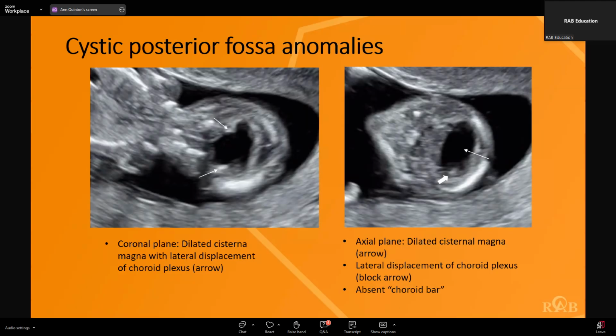Thank you, Anne. Next question is from Amanda. Do you use a different chart for the BPD outer to outer measurement at the choroid interhemispheric fissure plane and the head circumference in the first trimester, compared to the BPD transthalamic plane in the second trimester? I guess the question is around the charts, which charts?